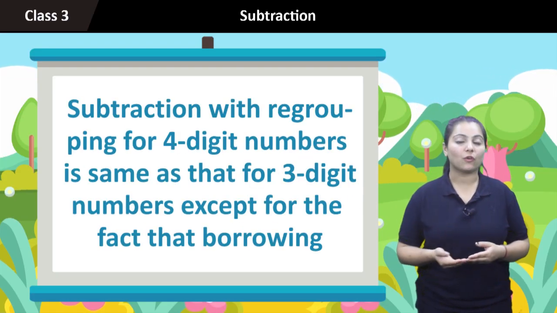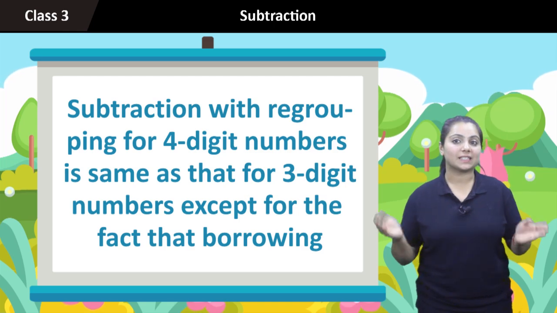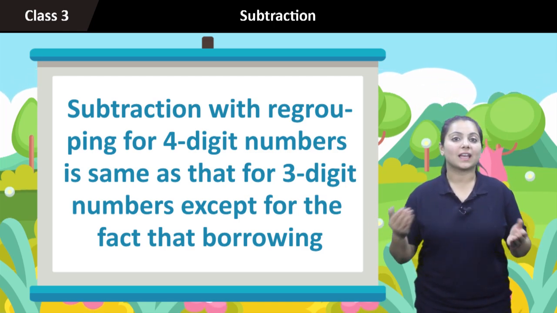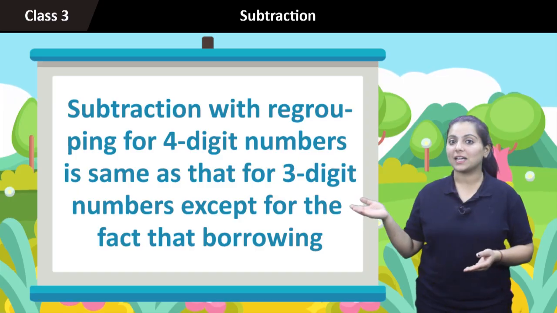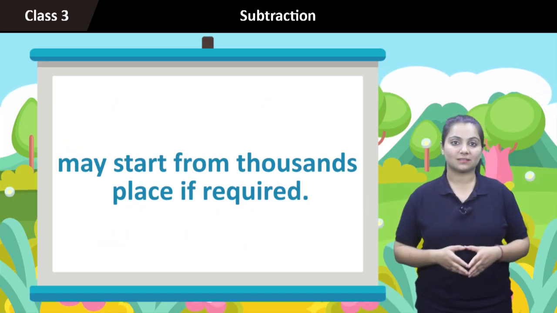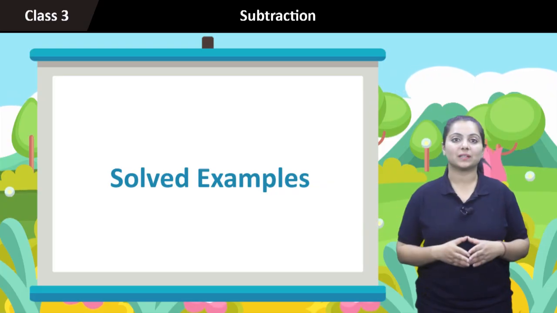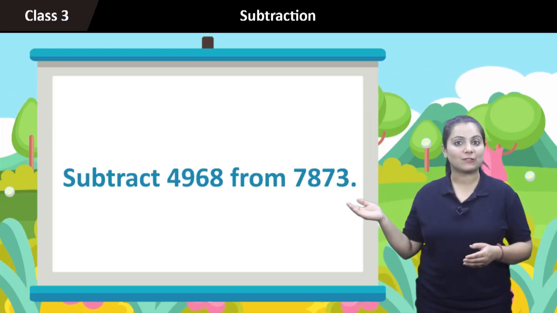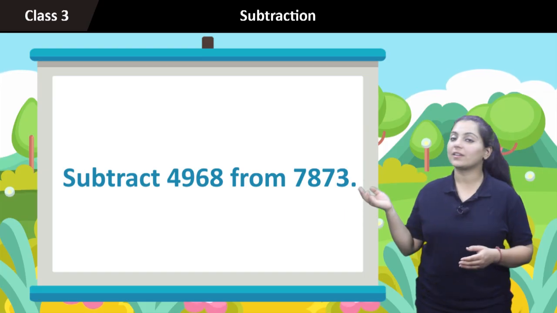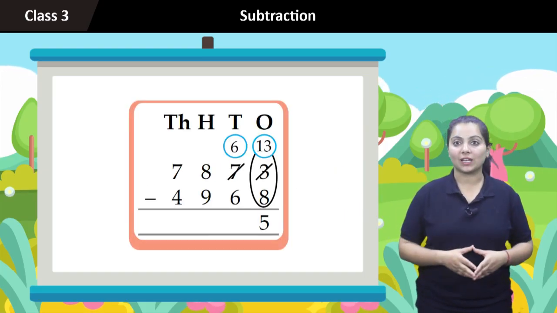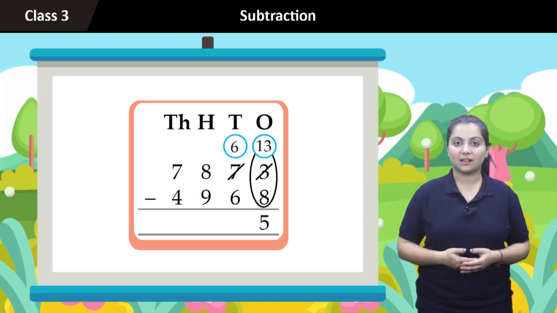Subtraction of 4-digit numbers with regrouping. Subtraction with regrouping for 4-digit numbers is the same as that for 3-digit numbers, except for the fact that borrowing may start from the thousands place if required. Solved example. Subtract 4,968 from 7,873. Arrange the given numbers in columns and then follow these steps.